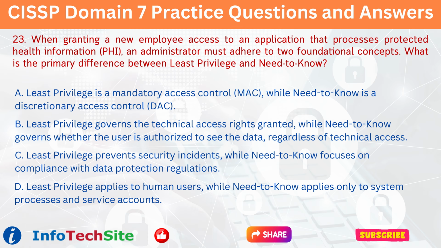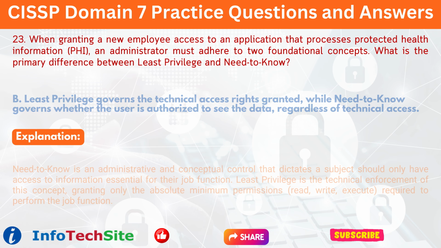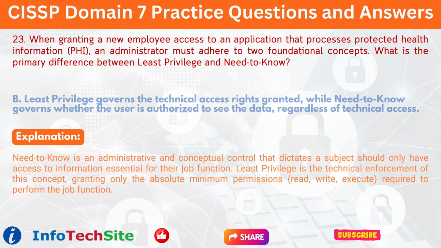C. Least privilege prevents security incidents, while need to know focuses on compliance with data protection regulations. D. Least privilege applies to human users, while need to know applies only to system processes and service accounts. The correct answer is B. Least privilege governs the technical access rights granted, while need to know governs whether the user is authorized to see the data, regardless of technical access.